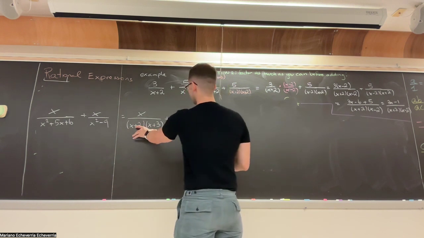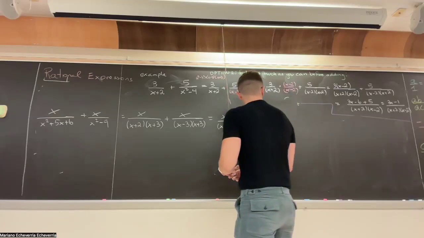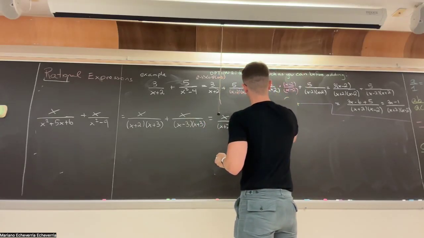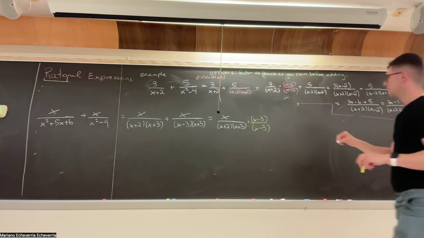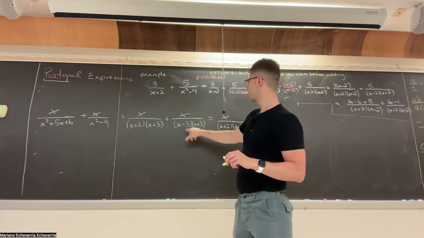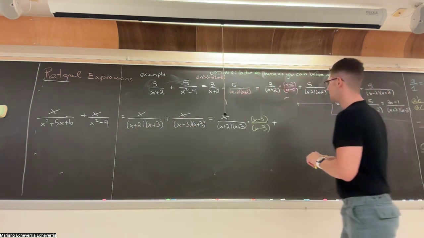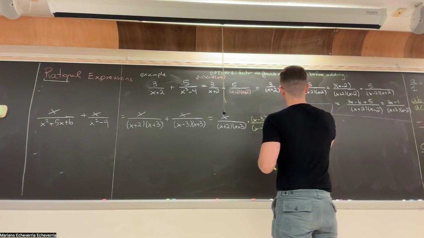So what is the first fraction missing? The first fraction doesn't have an x minus 3 in the denominator, so I'll multiply and divide by x minus 3. Okay. And what is the second fraction missing? The second fraction is missing an x plus 2. There's no x plus 2 in the denominator, so I will multiply by x plus 2 in the second fraction.